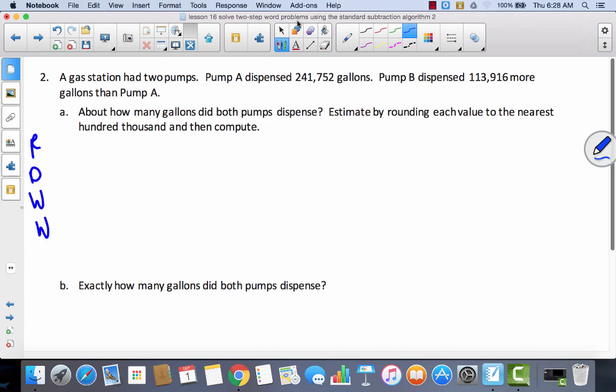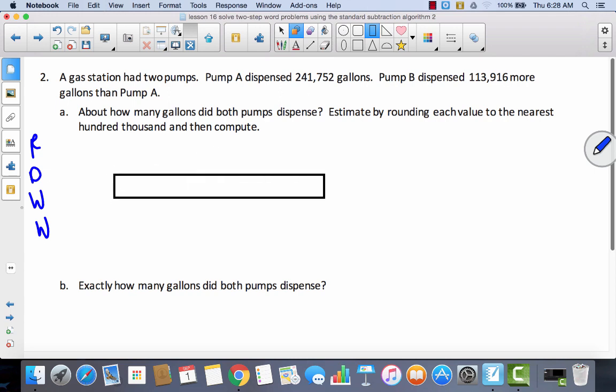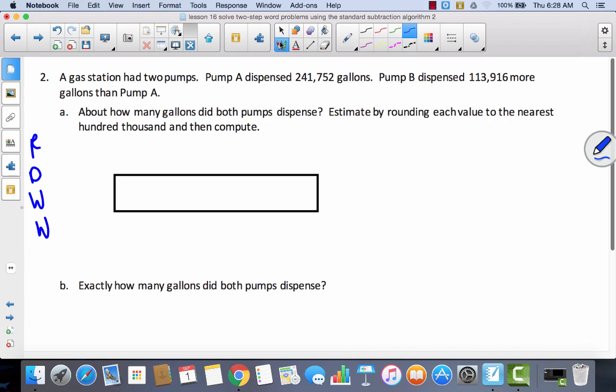All right, so it told us at the beginning that it wanted us to draw a tape diagram, so that's what we're going to use here today. All right, so let's take a look at our facts. So a gas station has 2 pumps. It has a pump A and it has a pump B. And we know that pump B dispenses more than pump A. Okay, so how many gallons did both pumps dispense?